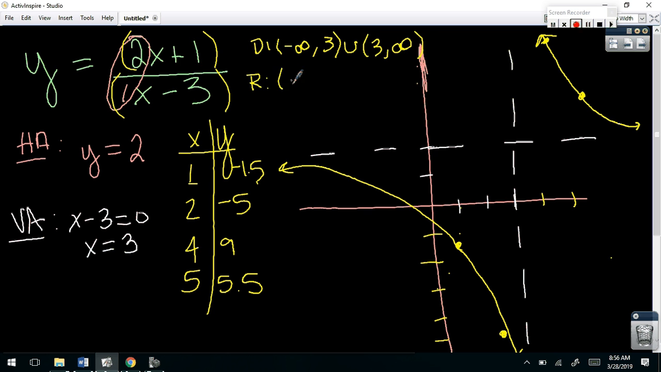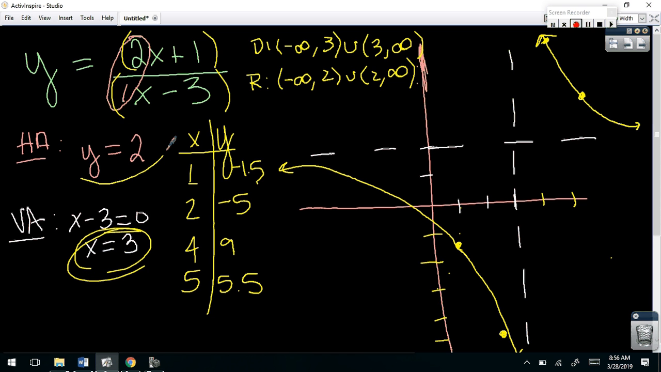How about the range? This one is the horizontal asymptote. Okay, it's telling me what x cannot be, and it's telling me what y cannot be, my asymptotes. So y is dealing with range, and x is dealing with domain. That's why it restricts both. Questions? We good?